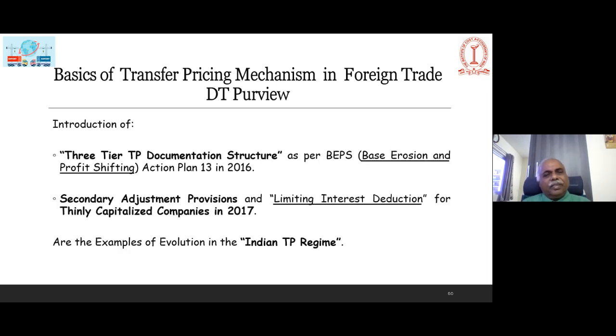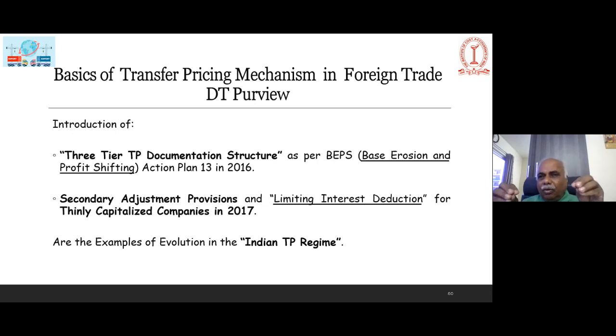Not only that, a three-tier transfer price documentation structure as per the Base Erosion and Profit Shifting action plan was defined. Secondary adjustment provisions in 2016, and limiting interest deduction for thinly capitalised companies in 2007, are examples of the evolution of India's transfer price regime. It is not overnight. It is over a period of time. The evolution is also still happening.